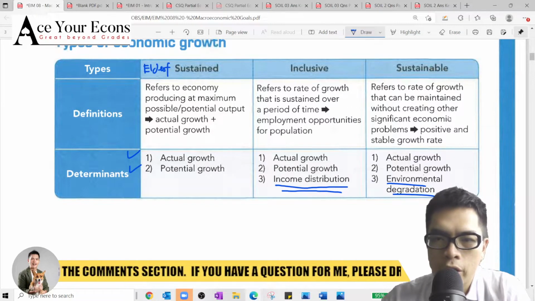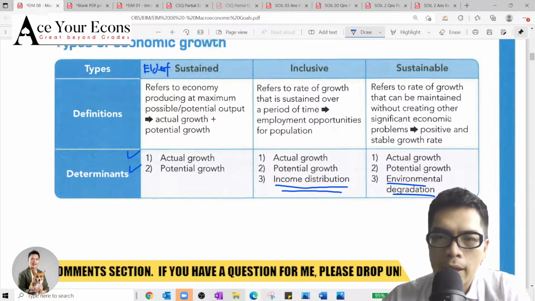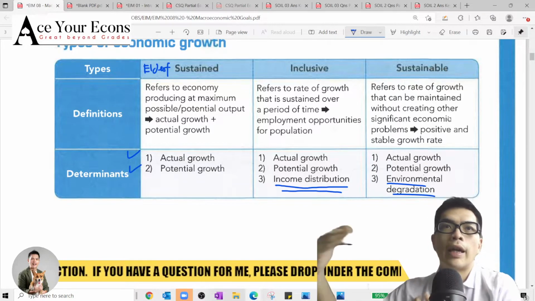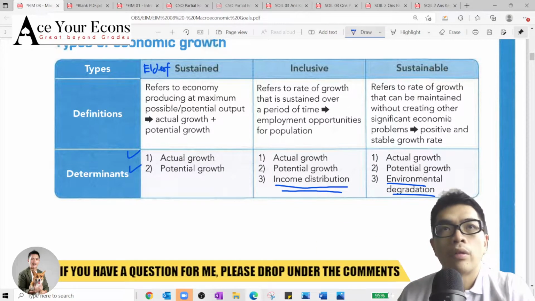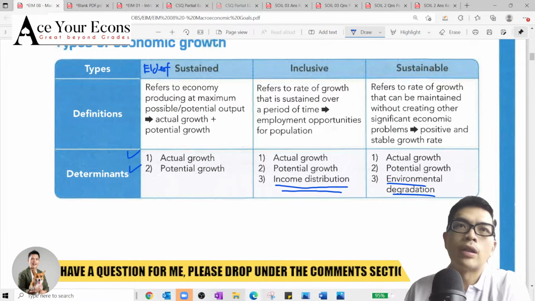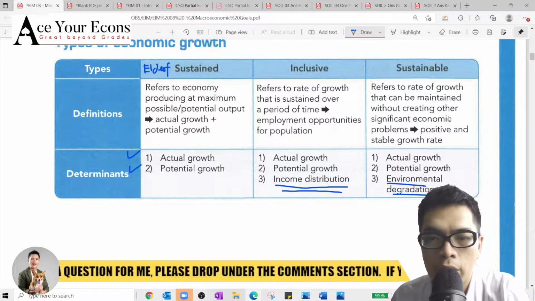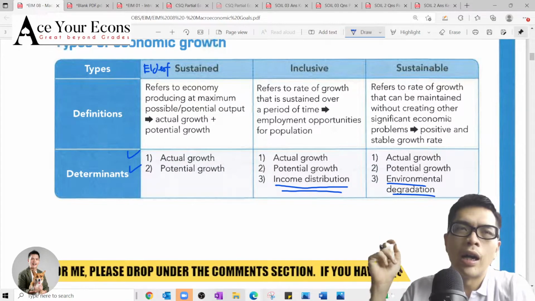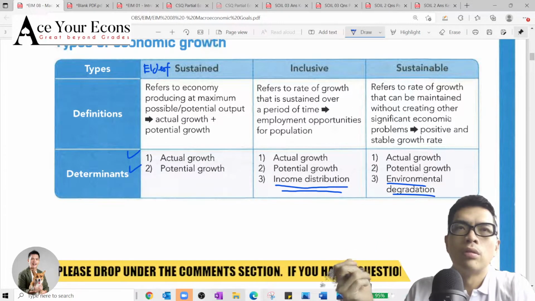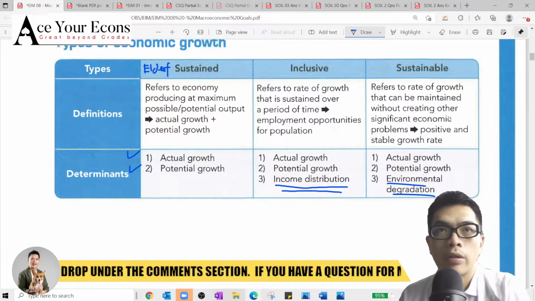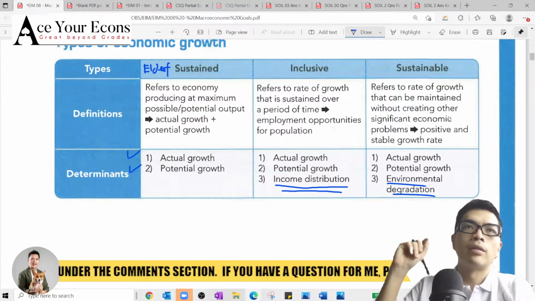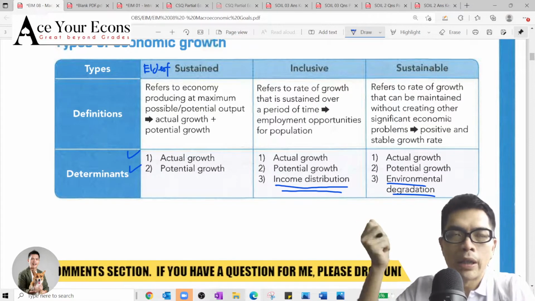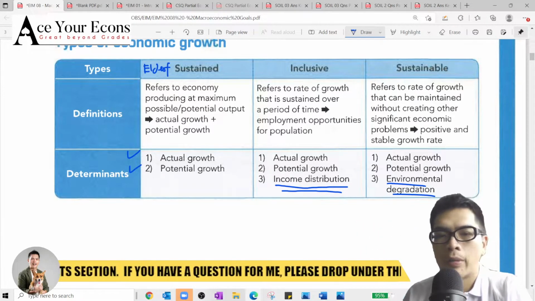If you look at the definition, we can see that it is a rate of growth that can be maintained without creating significant economic problems. And we are also looking at intergenerational wealth. How can we pass down resources to our future generation? If you realize, at the rate at which we are burning fossil fuel, in the future there may not be fossil fuel for the future generation. Not only that, it's going to cause extra problems, because burning fossil fuel is going to lead to environmental degradation.